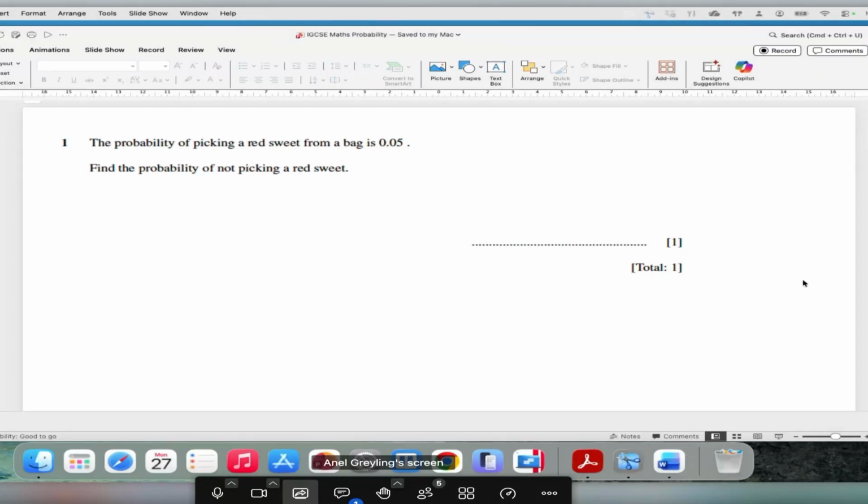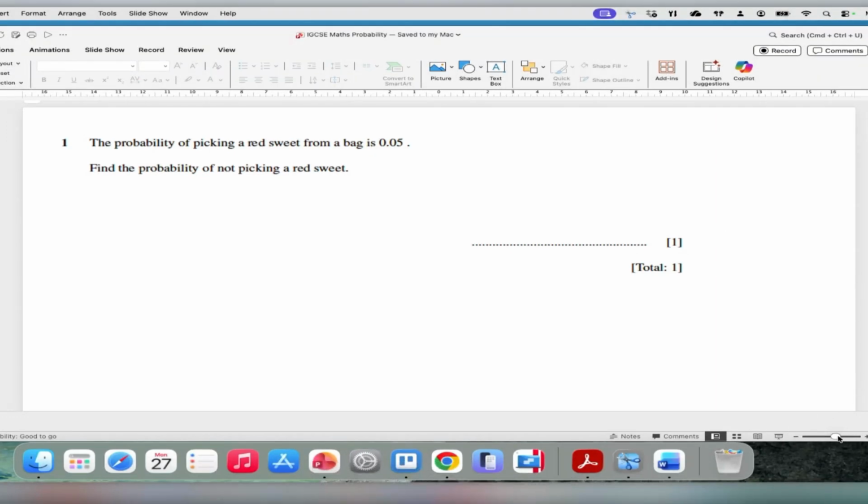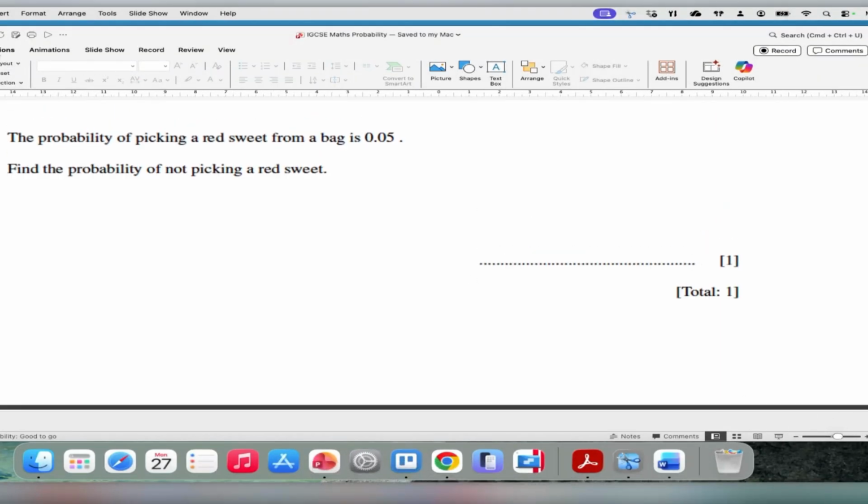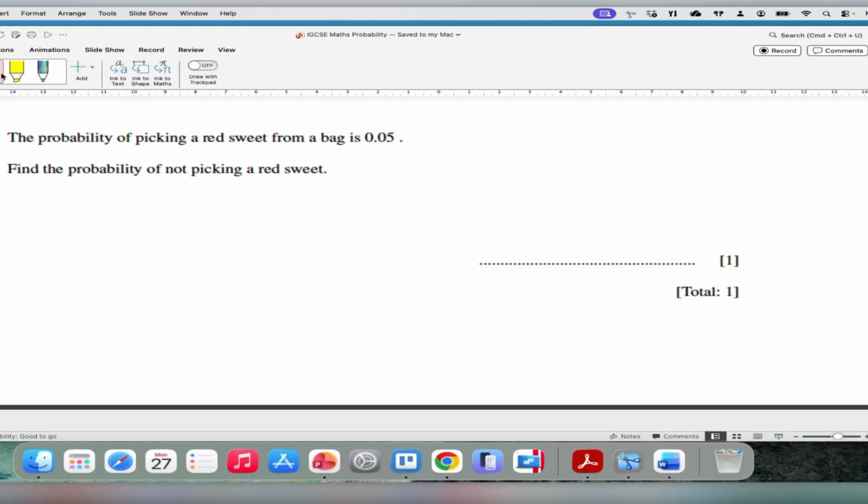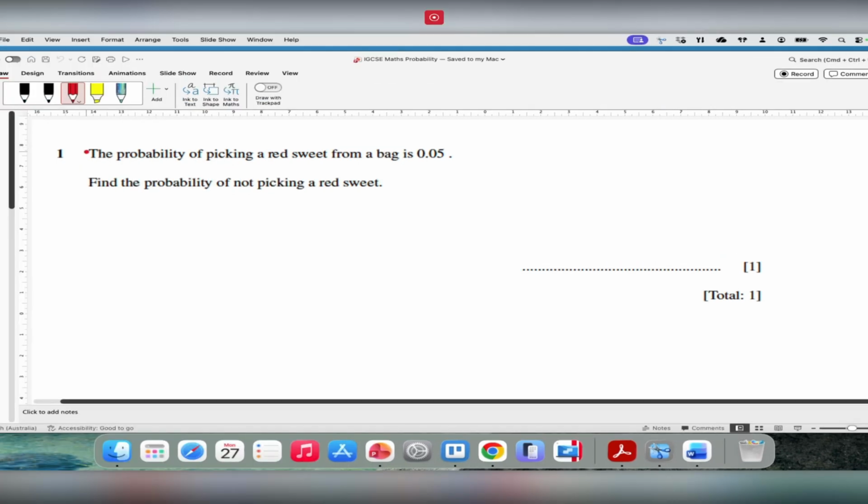So what we are going to do first, let me just make my screen a little bit bigger. We are going to write down the following. We know that the probability of picking a red sweet, I'm going to write R and it represents a red sweet, is equal to 0.05. How do we know this? It's given in the question.